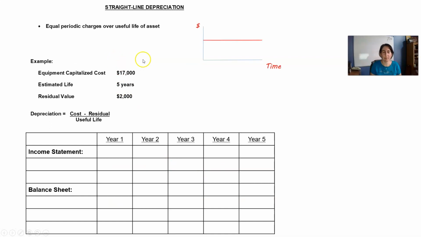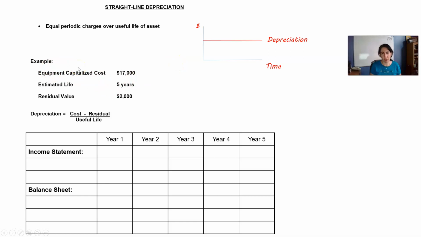So here we've got kind of an example. Straight line depreciation, guess what? It doesn't change. Once you calculate it, I mean, we can change it, but in general, once you calculate straight line depreciation, unless there's some reason to make a change, it is the same amount of depreciation every single year. All right, so it doesn't go up, doesn't fluctuate, doesn't go down. Same thing. All right, so here's the example.